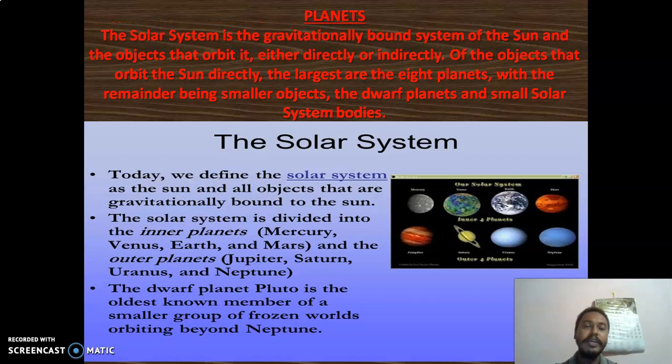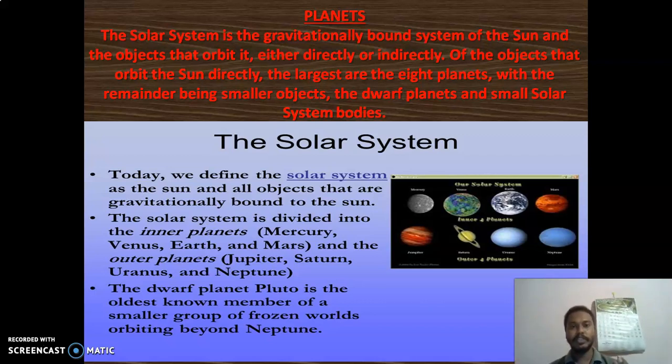Planets. The solar system is the gravitationally bound system of the sun and the objects that orbit it, either directly or indirectly. Of the objects that orbit the sun directly, the largest are the 8 planets, with the remainder being small objects, the dwarf planets, and other solar system bodies. All those objects which revolve around the sun, especially the 8 planets, plus the far away ones, including the dwarf planet Pluto, and the very small ones.